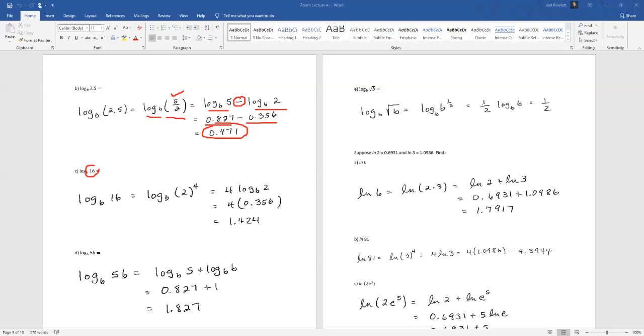What about 16? Well, log base b of 16 can be written as log base b of 2 to the power of 4, because 2 times 2 times 2 times 2 is 16. And we have the rule that says if you have an exponent here, you can bring it down to the front. So this 4 can actually drop down to the front. That would give me 4 times log base b of 2. And the hint tells us that log base b of 2 is actually 0.356. So this is 4 times 0.356, which gives me 1.424.